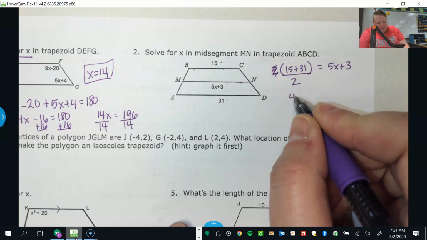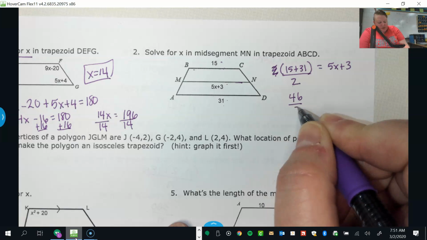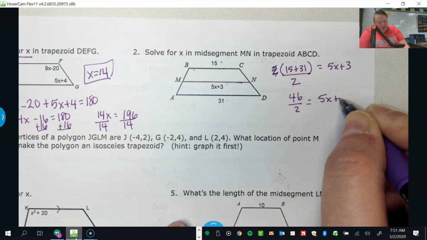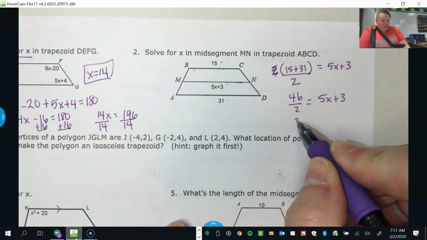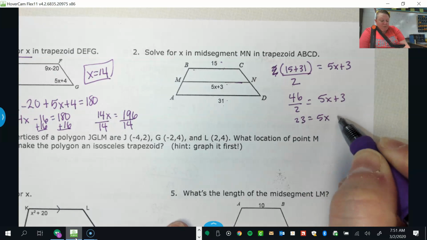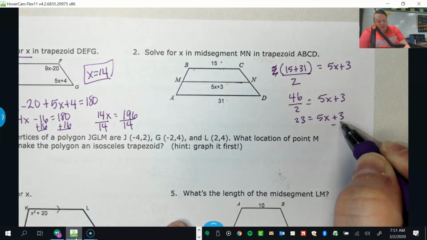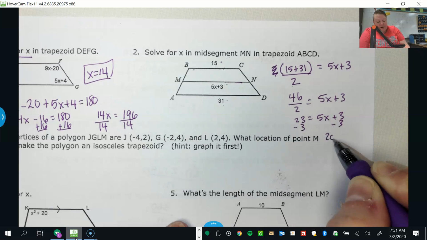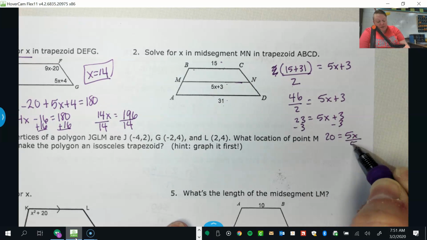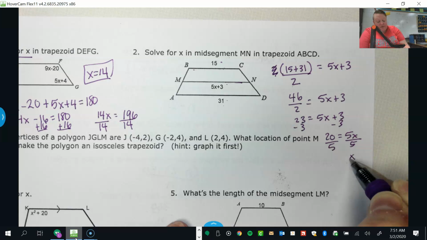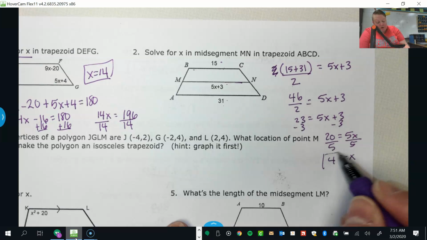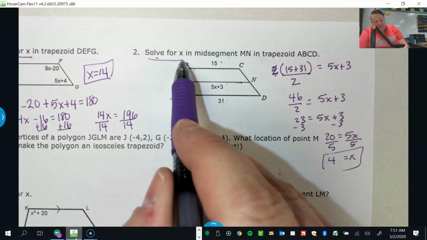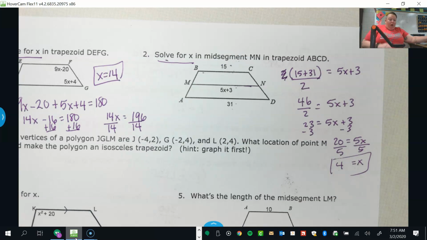What's that? 46 divided by 2 equals 5x plus 3. So that's 23 equals 5x plus 3. I move the 3 by subtracting it, so I have 20 equals 5x. I move the 5 by dividing, so I have x equals 4. Make sure that I answered the question. The question asked me to solve for x, so I'm good.